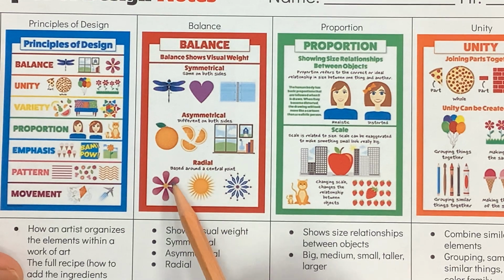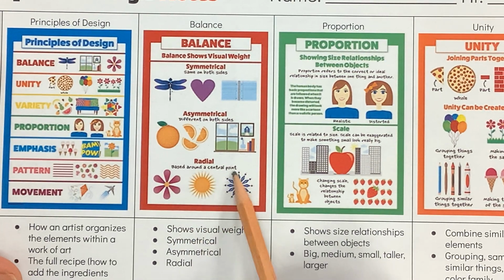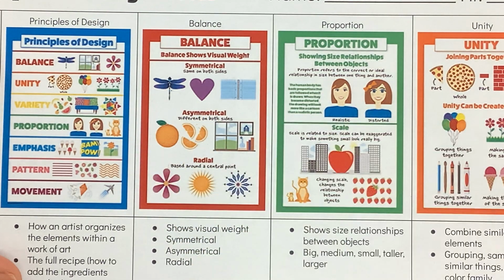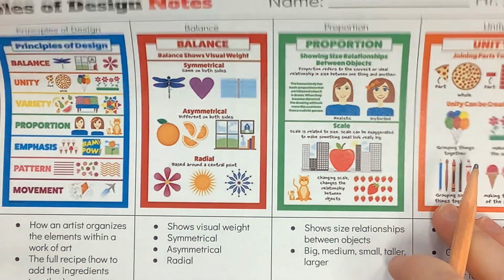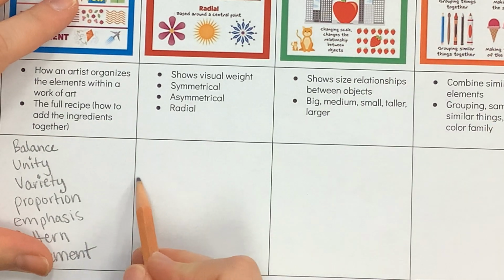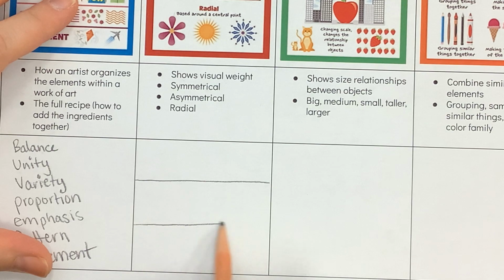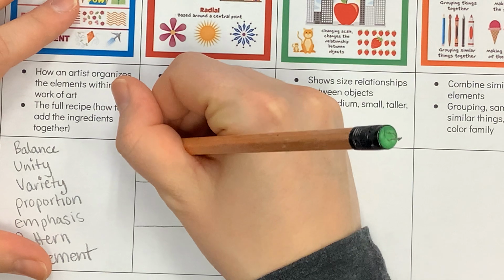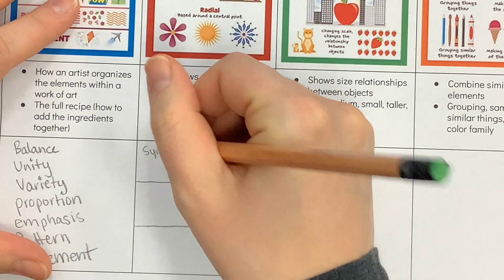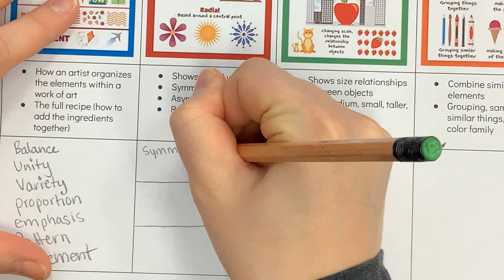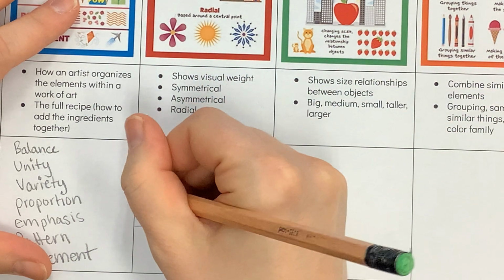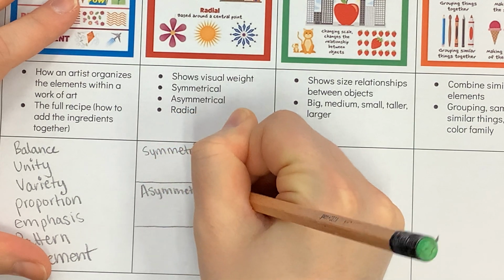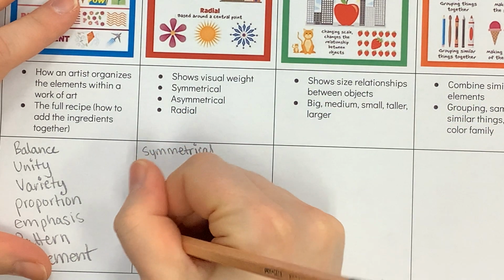And then the last one is radial, okay? So this is based around a central point. So we've got this flower, but then it looks like a starburst bursting out. Okay, that's our radial symmetry. So I'm just going to make three separate sections here. And again, we're just going to put a couple of those in there. So we've got symmetrical. So I'm going to write symmetrical. If you don't know how to spell it, it's right up on the top. We've got asymmetrical. And we have radial.